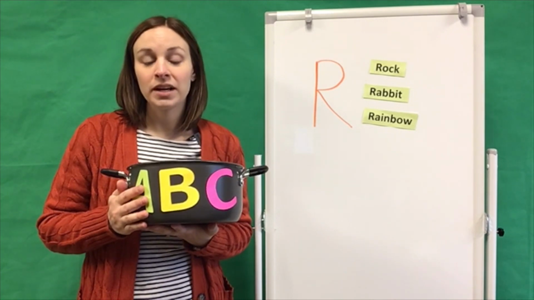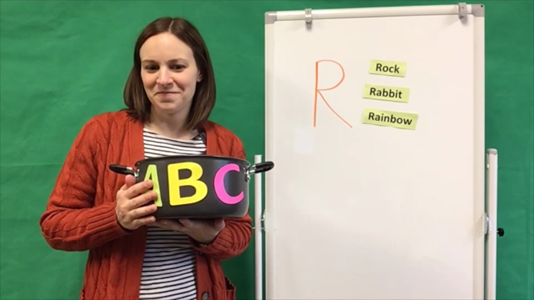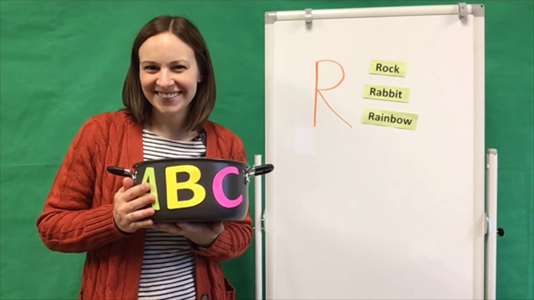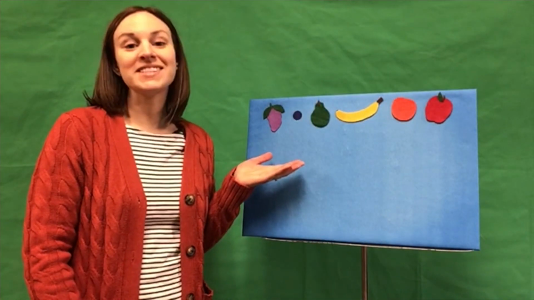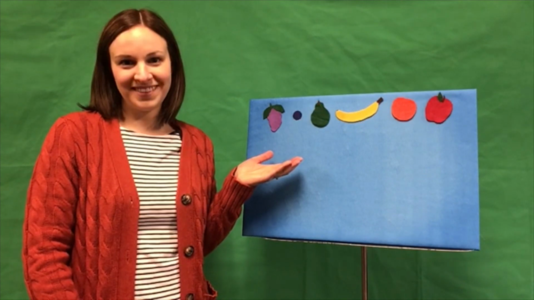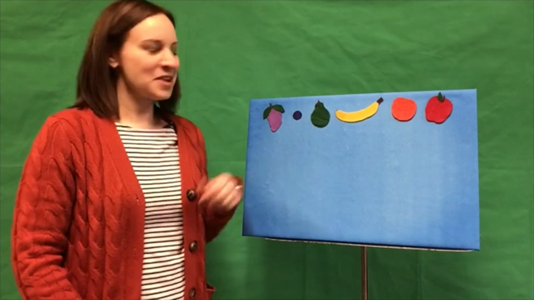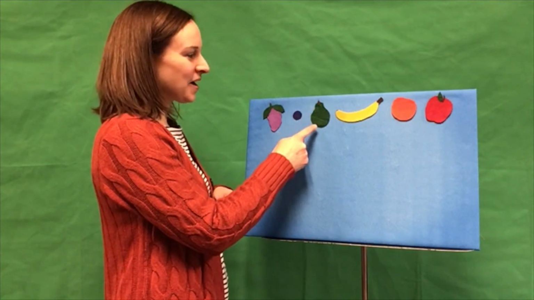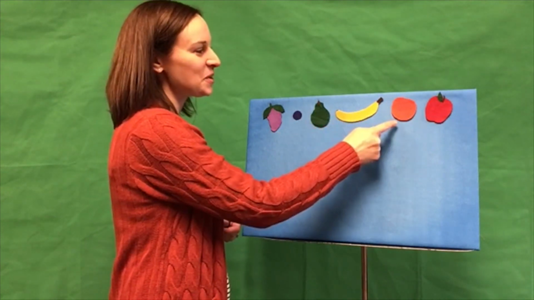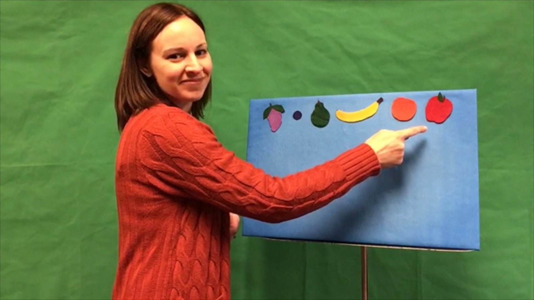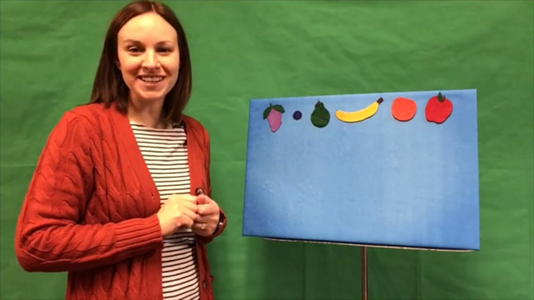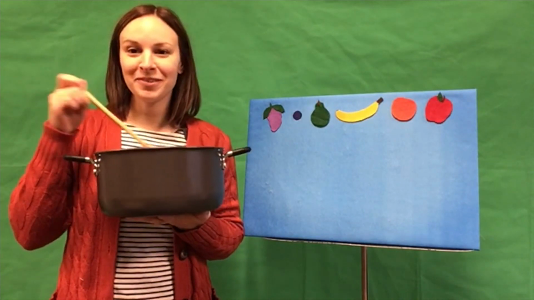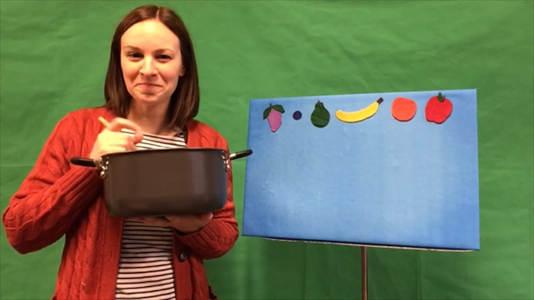This time we're going to make a colorful fruit stew, a magical fruit stew. Are you ready? Here we have six different types of fruit. Let's find out what they are. We have grapes, a blueberry, a pear, a banana, an orange, and an apple. Now let's make some fruit stew. Got my pot here and my spoon. Will you help me make the stew at home?